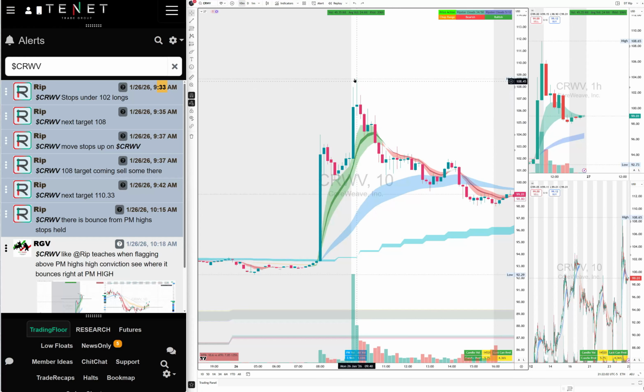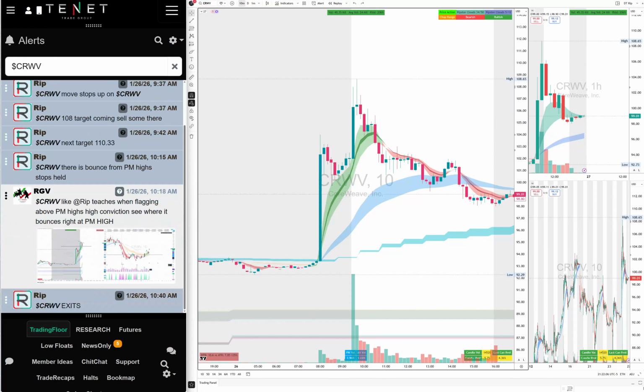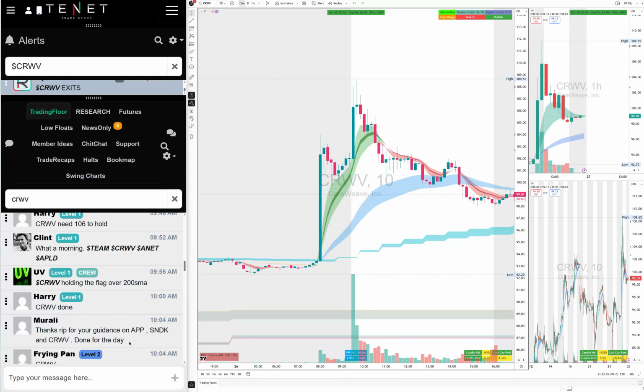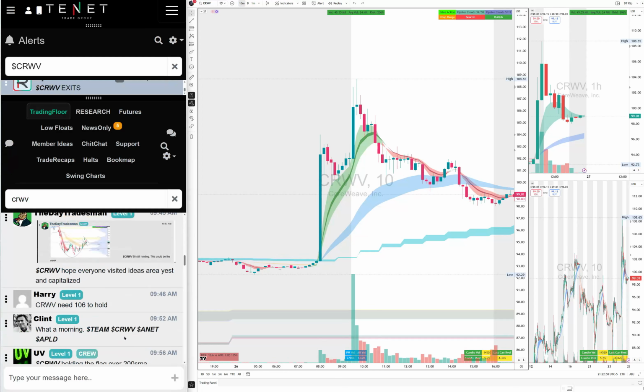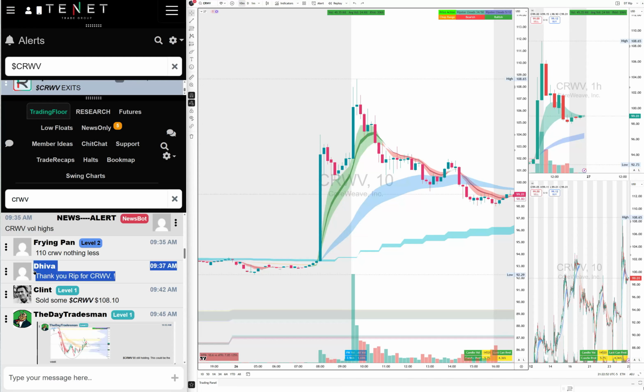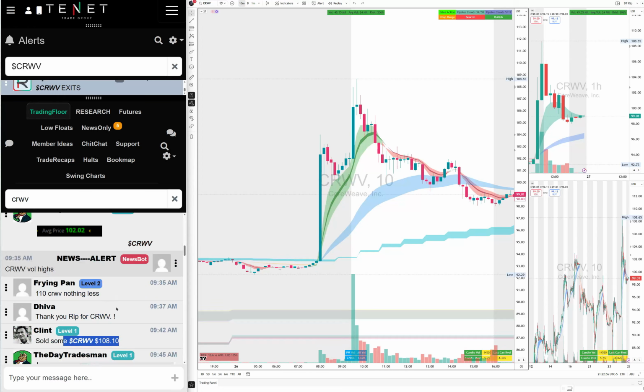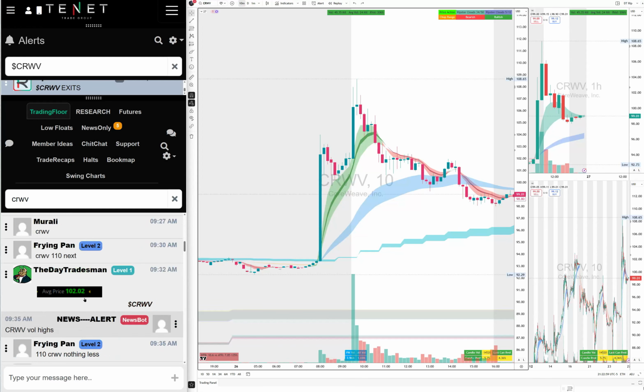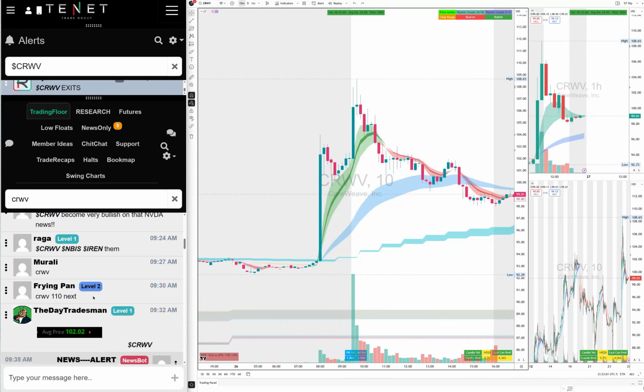But it's important to understand the concept on the 10 a.m. setup. You can see I told the traders to exit when we broke here. You can see how traders traded successfully: APP, Murli traded successfully APP, CoreWeave, Diva did pretty good, Clint sold it at 108, Frying Pan was looking for 110, we did not get it, Day Tradesman had a 102 entry. So you see there were successful trades the traders were making, even in this opening 9:30 to 10 a.m. long trades.